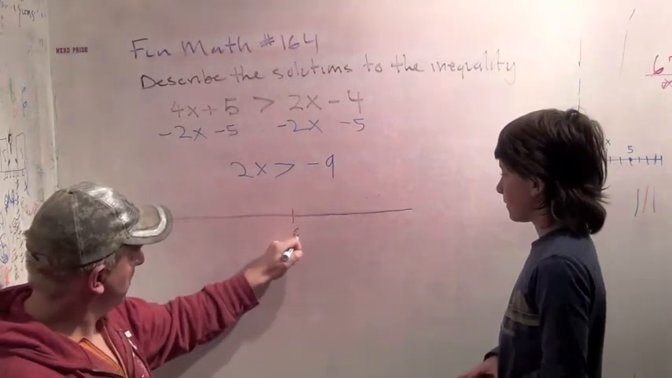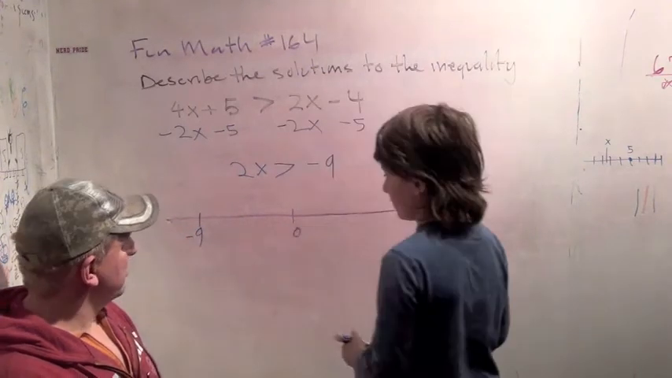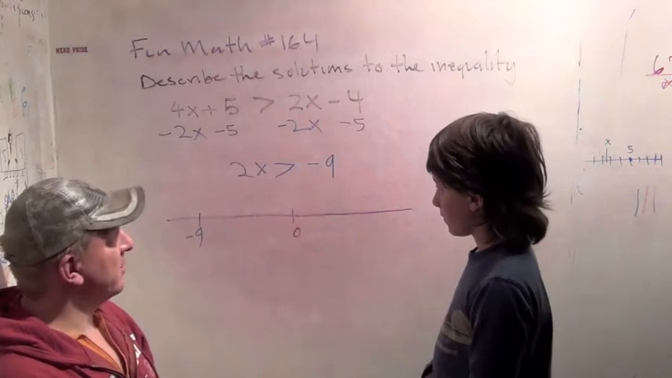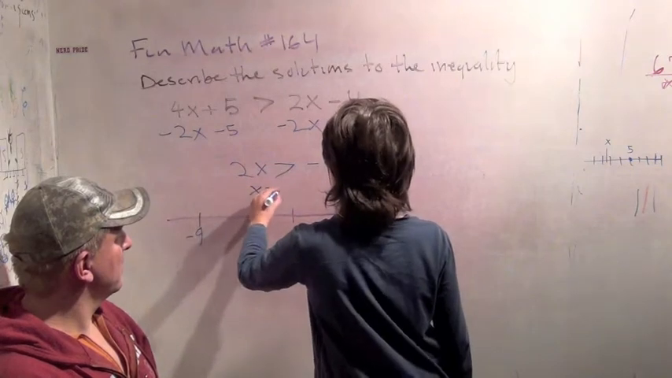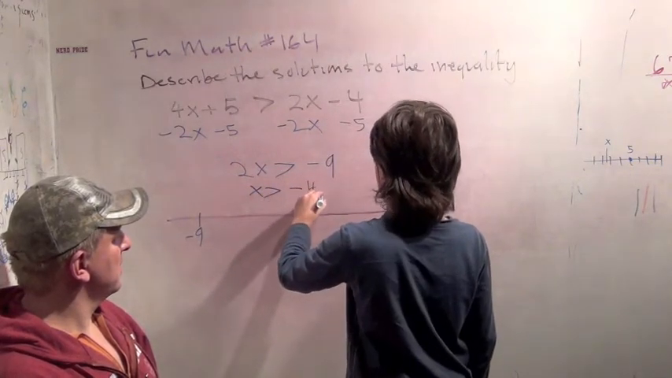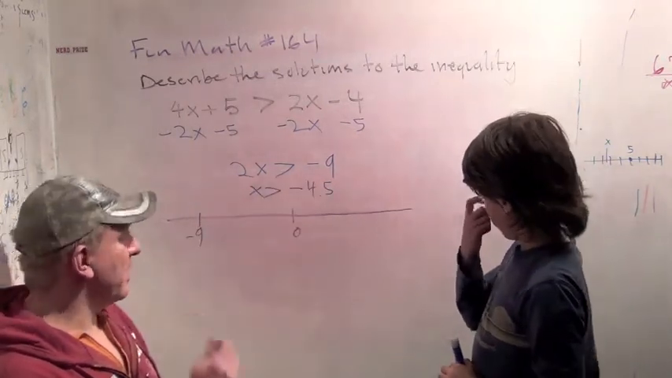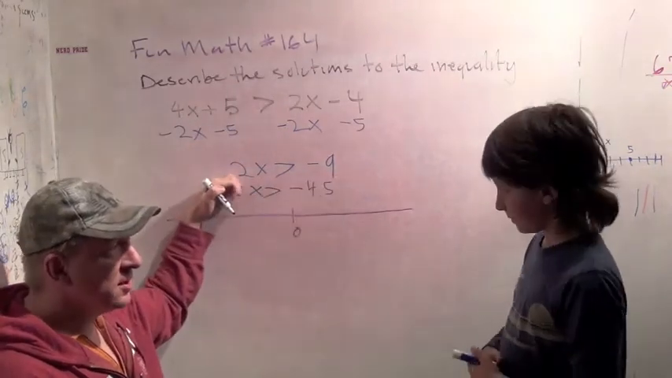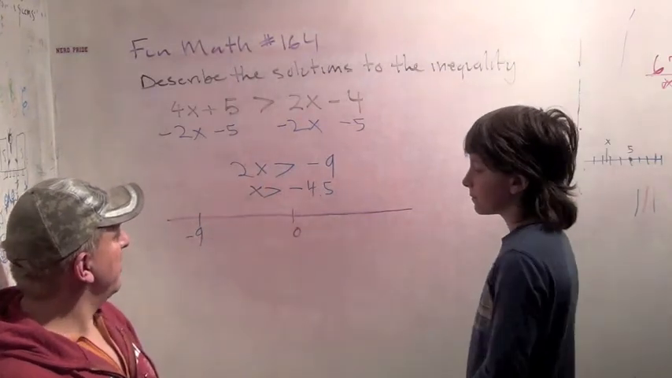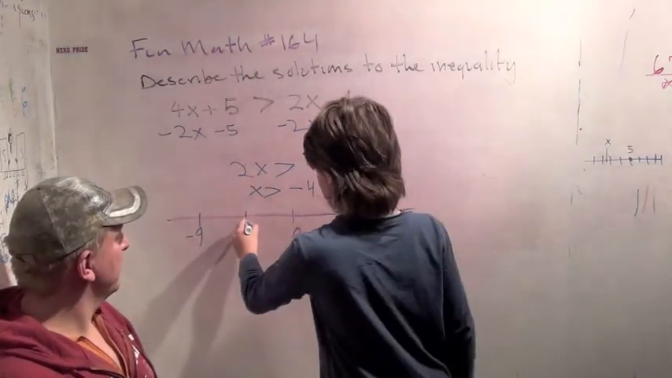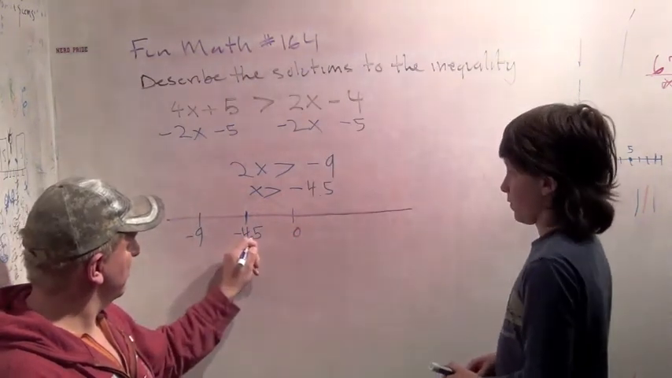So here's 0. Where's minus 9? About, roughly speaking. Okay, so we have 2x is greater than minus 9. Now, is this where we want to stop? Well, we could say x is greater than minus 4.5. Aha, so 2x had to be greater than minus 9. Now, if we divide both sides by 2, because 2 is positive, it doesn't mess up the inequality, right? Okay, so if minus 9 is here, where's minus 4.5? Right here.